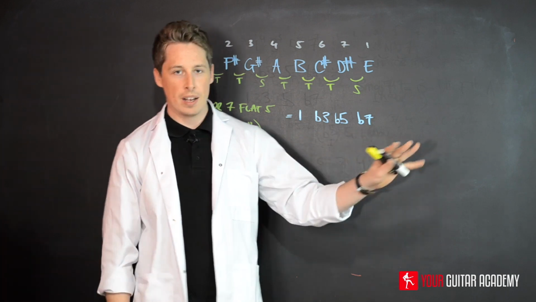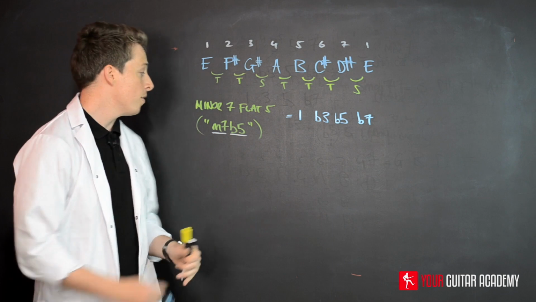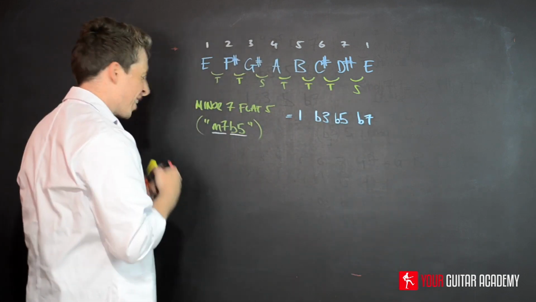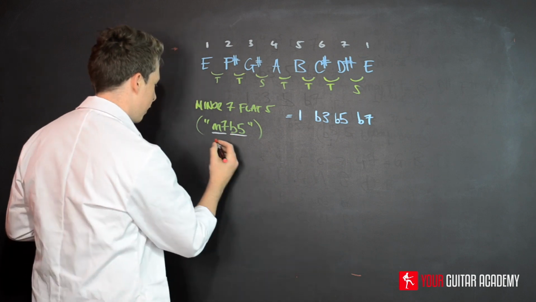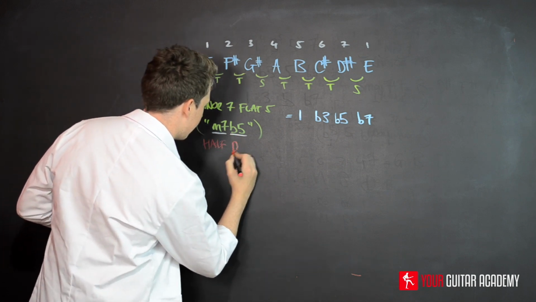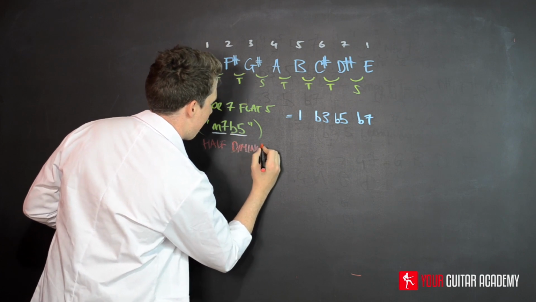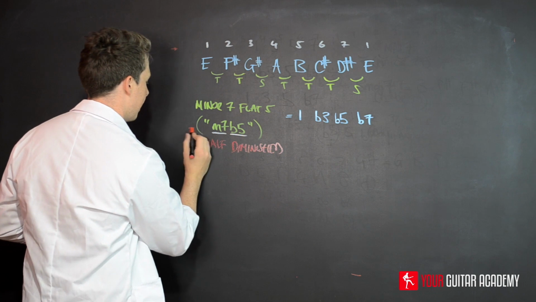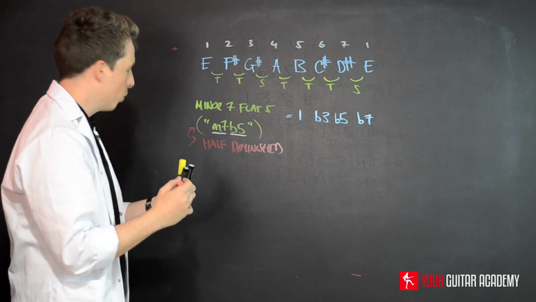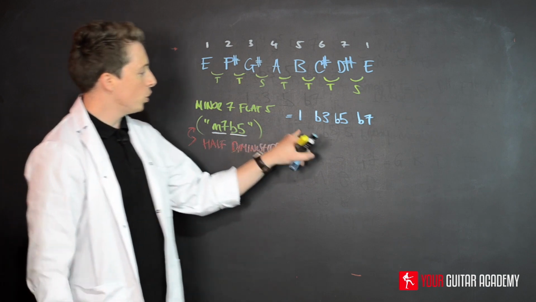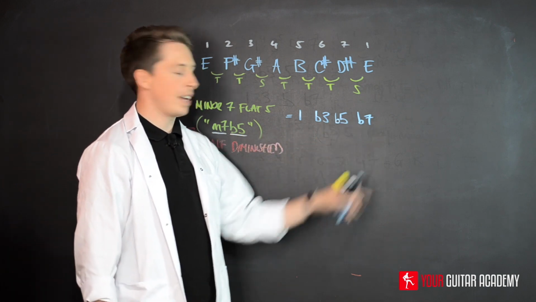That is the formula for a minor 7 flat 5, also known as, and I'm going to put this in red because I don't really like it being called this, but it is a half diminished. So let's just write that in there. That's the same chord. If you see it online, that's exactly the same chord as a minor 7 flat 5. So we've got root, flat third, flat fifth, flat 7.